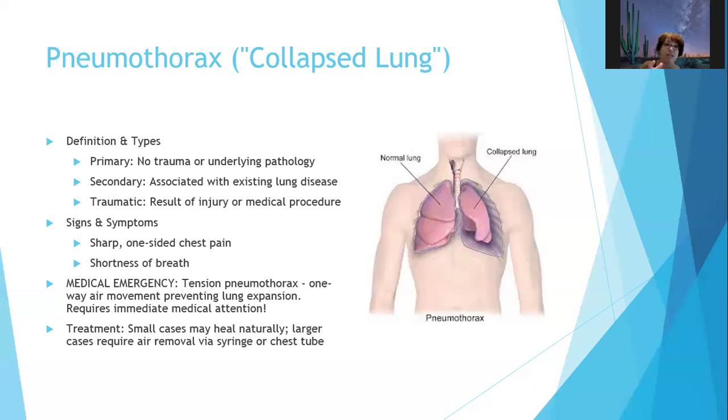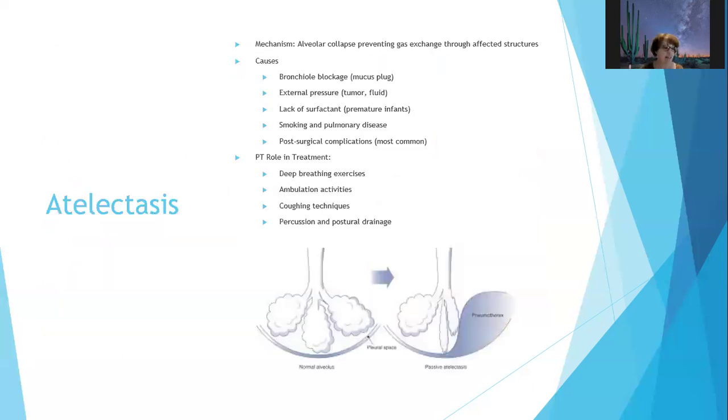In small spontaneous pneumothoraxes, they might heal naturally, but larger ones often require removal of air via syringe or chest tube. So when the air gets in between the lungs and the pleural cavity, you just can't expand the lung. So that's not good. Atelectasis, like a pneumothorax, is sometimes referred to as a collapsed lung, but it's a collapsed lung on a much smaller level. It's the actual alveoli that are collapsed, so it's quite different pathology involved in the whole thing.